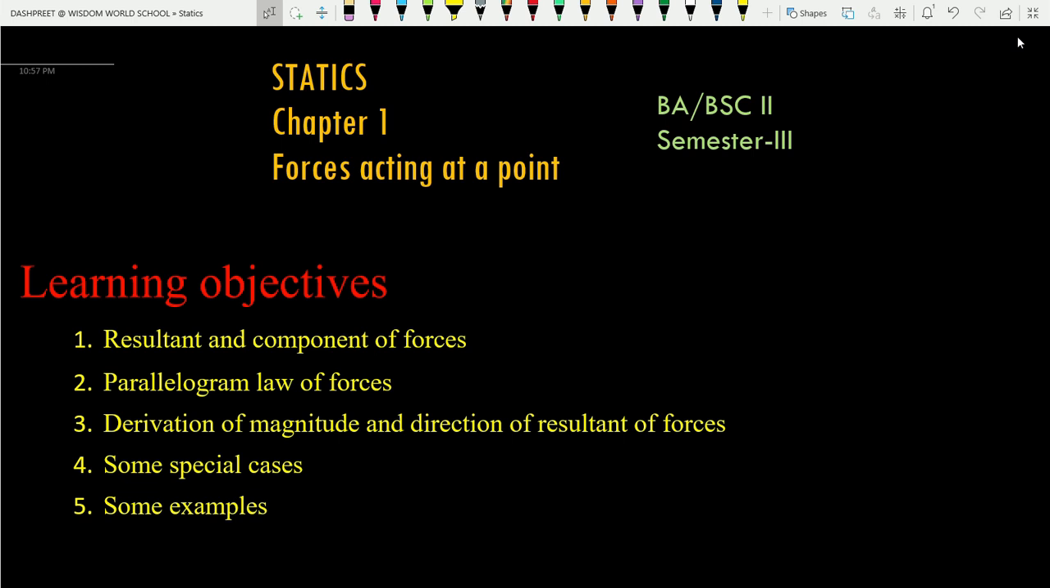Then we will take the parallelogram law of forces. The next topic will be the derivation of the magnitude and direction of the resultant of forces. Then we will consider certain special cases and a few examples.